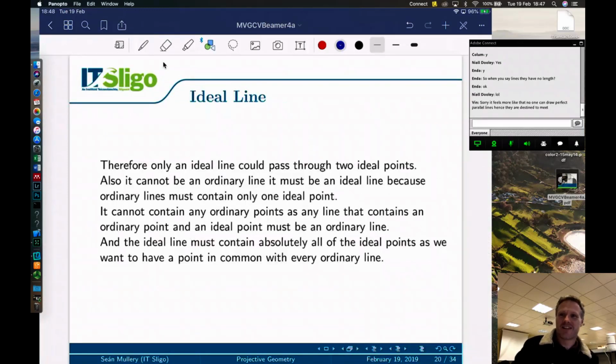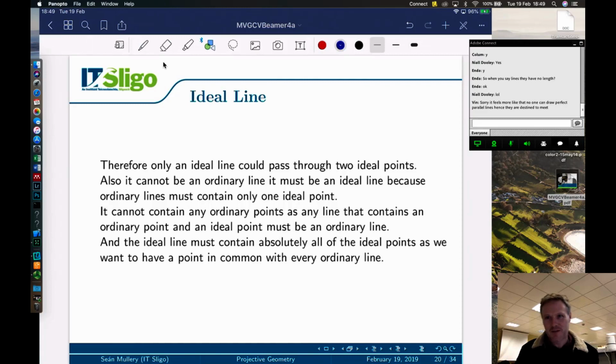Okay, and we could always accidentally get it that they would be perfectly parallel. So therefore, only an ideal line could pass through two ideal points. So if we have a line that's passing through two ideal points, it has to be the ideal line. Also, it cannot be an ordinary line, as ordinary lines must contain only one ideal point. It cannot contain ordinary points, as any line that contains an ordinary point and an ideal point must be an ordinary line.